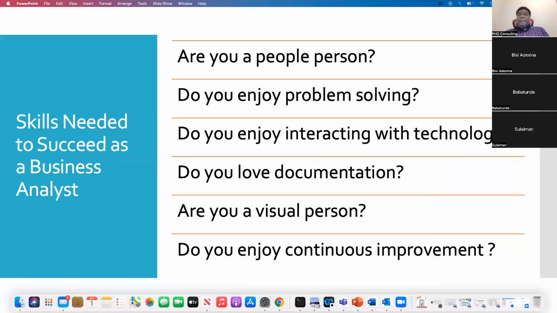Okay, now let me reiterate the skills you need to succeed as a business analyst. You want to be a visual person, a people person. You know, sometimes I ask people, can you facilitate a session with 500 people?